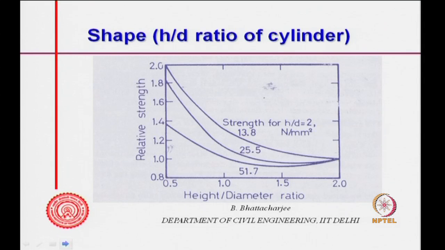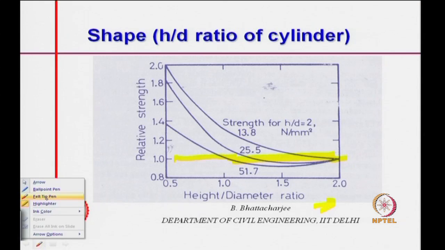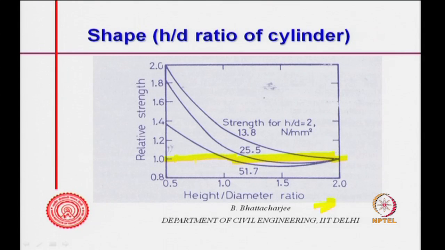People have done some experiments, and it has been observed as you increase the h by d ratio, height to diameter ratio, relative strength, if at 2 I am calling it 1, at 2 it is 1. At 0.5 L by D ratio it is something like this, and it also depends upon the strength. For example, higher strength behavior is somewhere here, lower strength behavior is somewhere here.